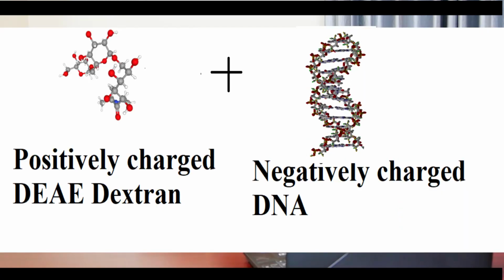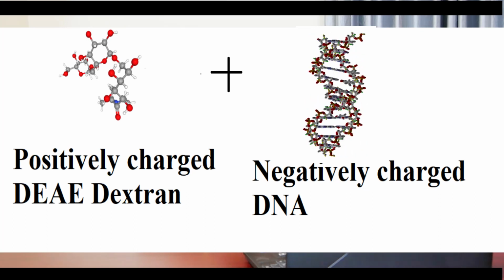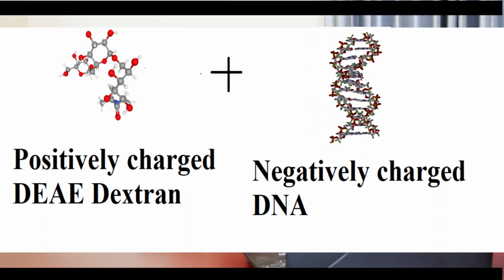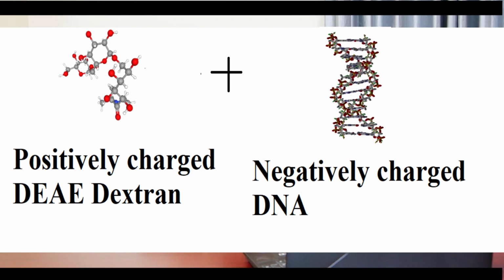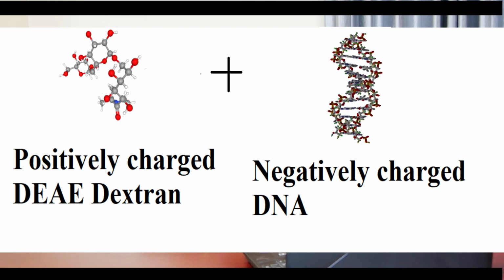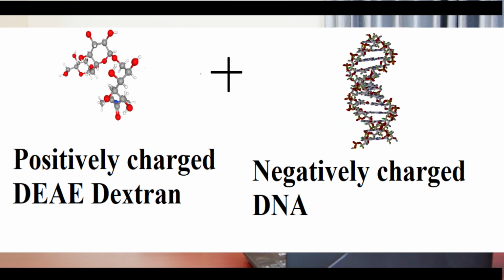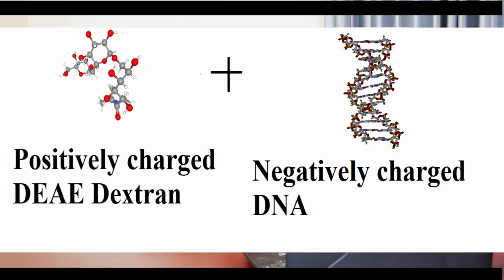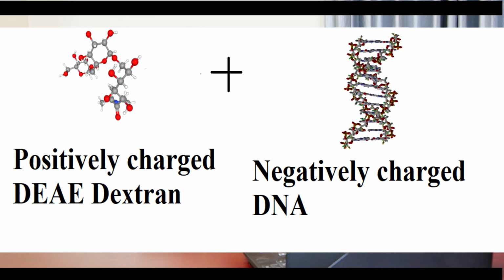In this method, the negatively charged DNA and the positively charged DEAE dextran form aggregates through electrostatic interaction. A slight excess of DEAE dextran in the mixture results in a net positive charge in the DEAE dextran-DNA complex, and these complexes, when added to the cells, bind to the negatively charged plasma membrane and get internalized through endocytosis.